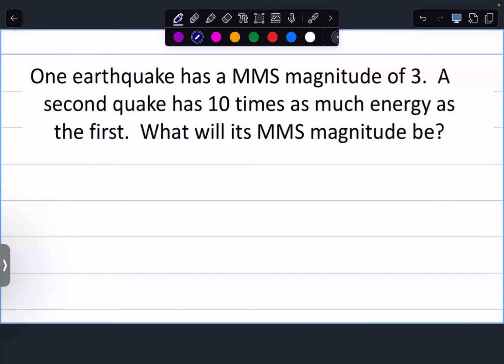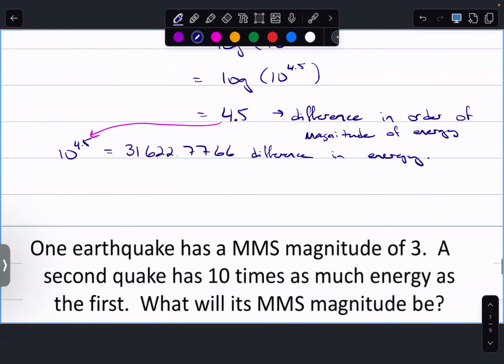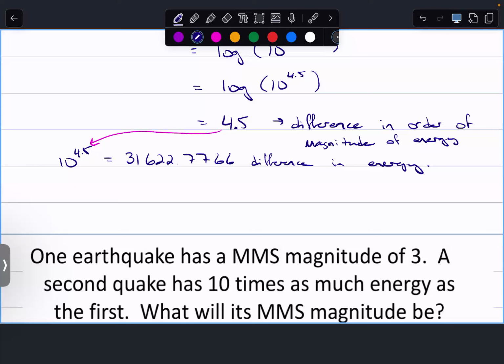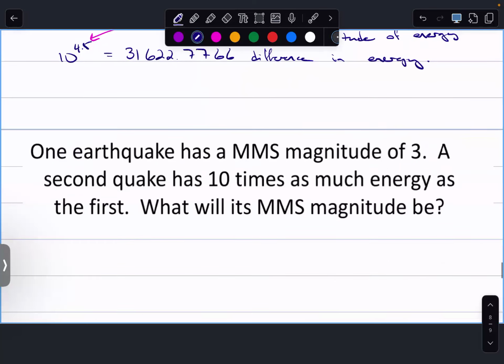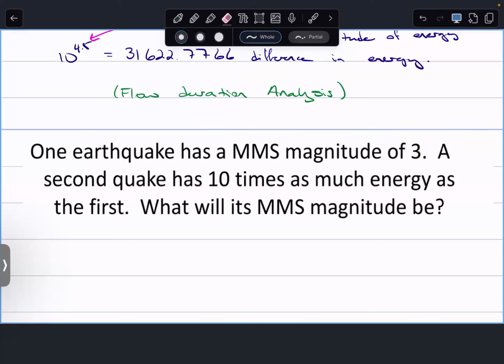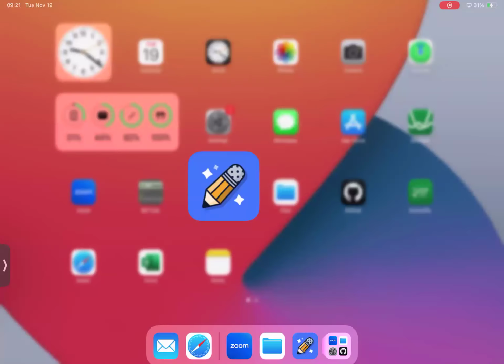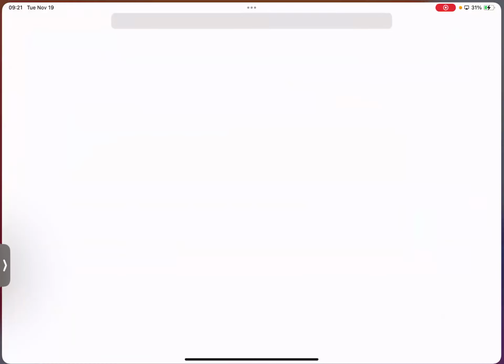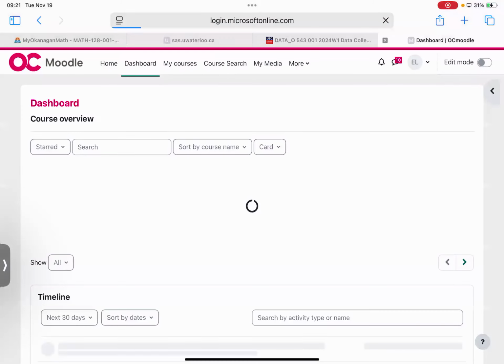It's very similar, but you kind of work the previous problem backwards, okay? Because I want to do some flow duration analysis. I don't know why I didn't capitalize the D. Which is just using the log scales. Now let's see here.